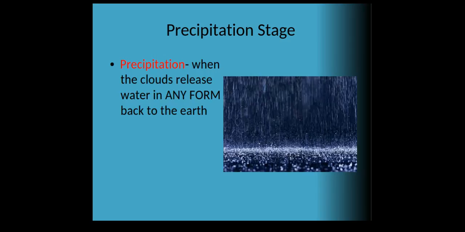Well, the fourth and the final stage is what we refer to as precipitation. As these vapors are turning into liquids in the cloud, they're taking up more and more space, and eventually must escape. Well, how does this happen? It rains. When the clouds release water in any form, such as rain, back to the earth, we call this precipitation.